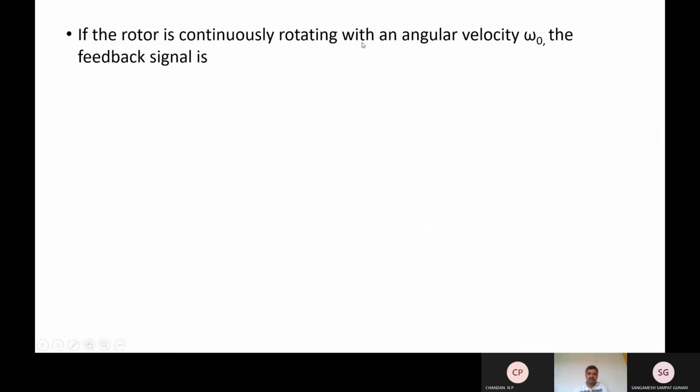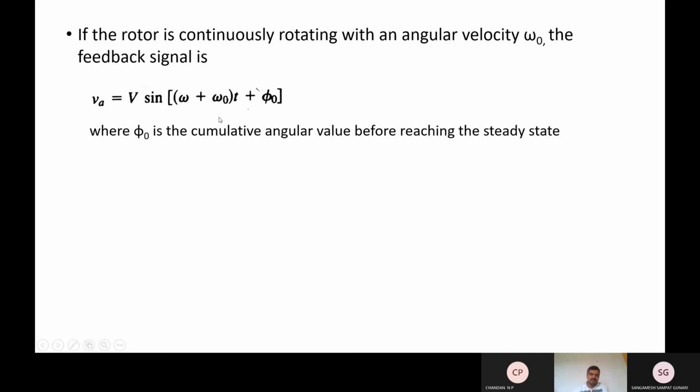The rotor is continuously rotating with an angular velocity omega O. The feedback signal is given by this equation. That means a signal will be generated corresponding to this equation.